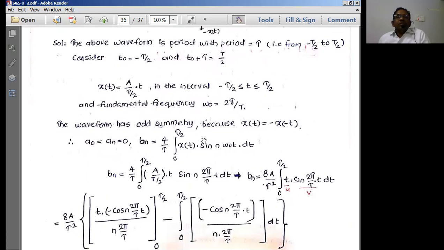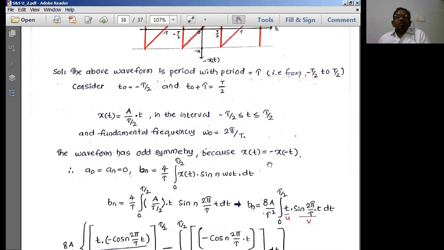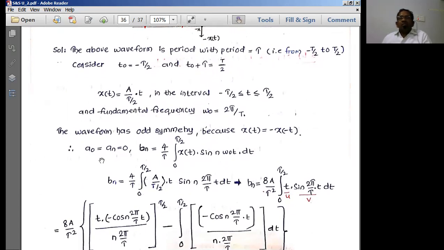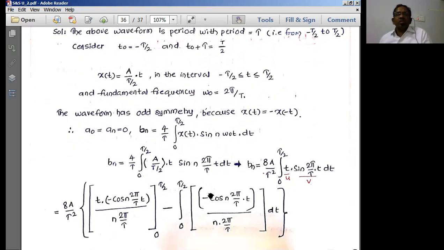So the waveform has odd symmetry because it is satisfying the condition x of t is equal to minus of x of minus t. So if you substitute t as minus t, what can I get now? This t becomes equal to minus t. So therefore I'll be having a minus value. So you should get a minus value here, right? So it is simply satisfying the odd symmetry.